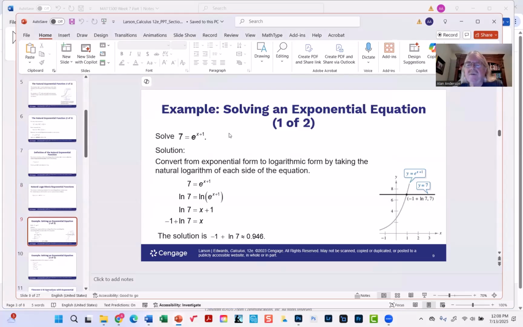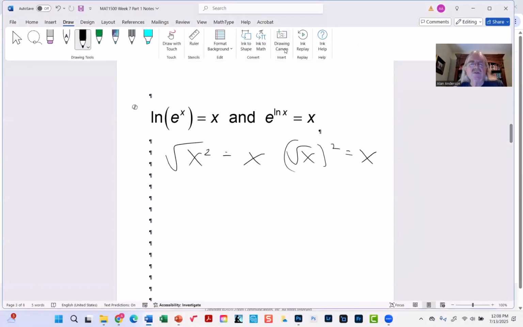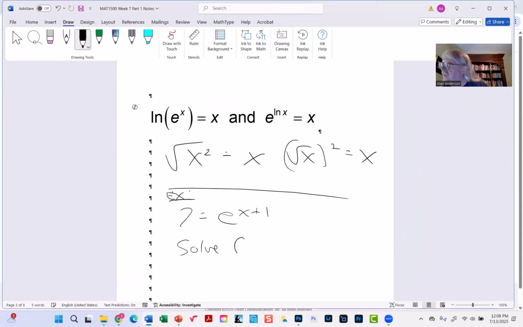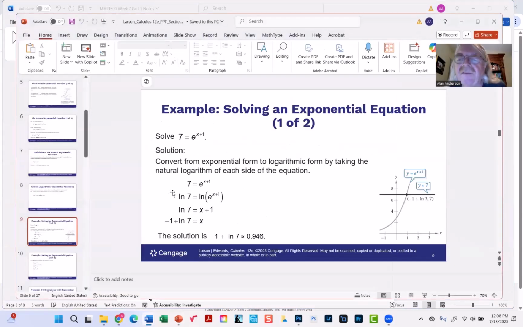All right, so here, for example, they want us to solve for x when 7 equals e to the x plus 1. So they have a graph here to help us visualize what's happening.